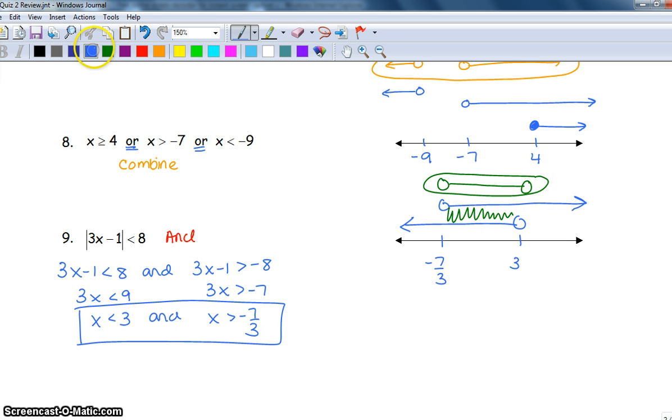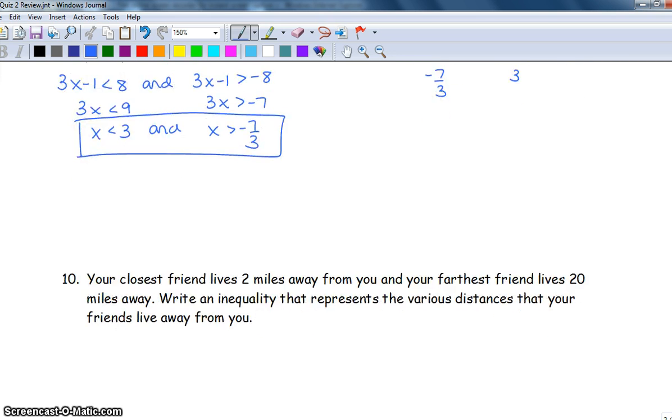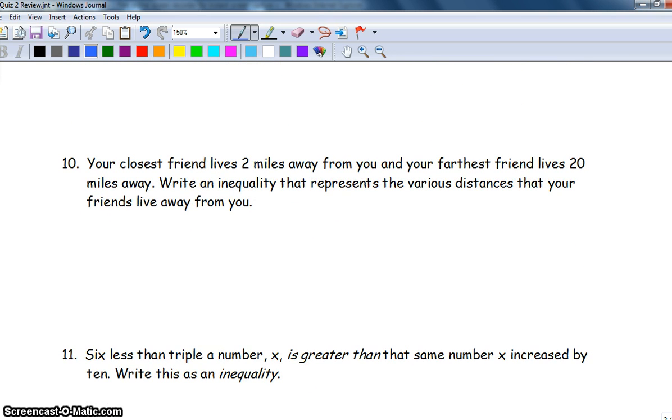Almost done with our review for our quiz. Couple word problems. Your closest friend lives 2 miles away from you, and your farthest friend lives 20 miles away. Write an inequality that represents the various distances that your friends can live away from you.